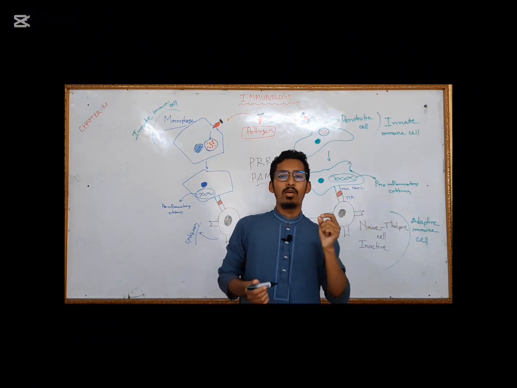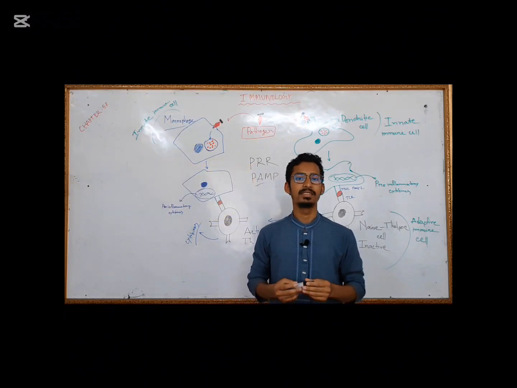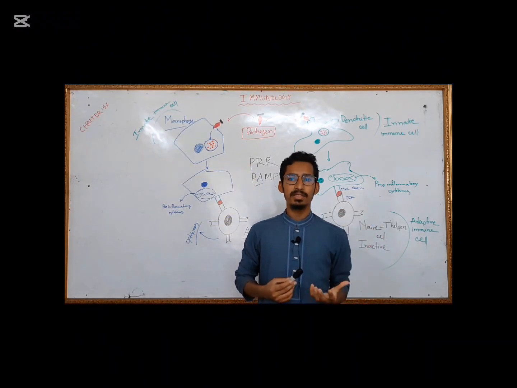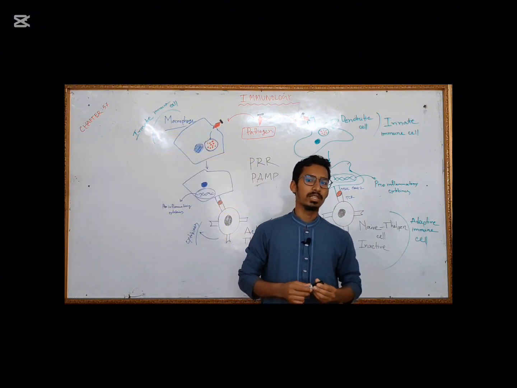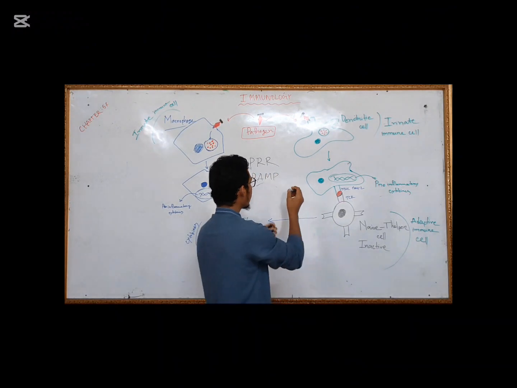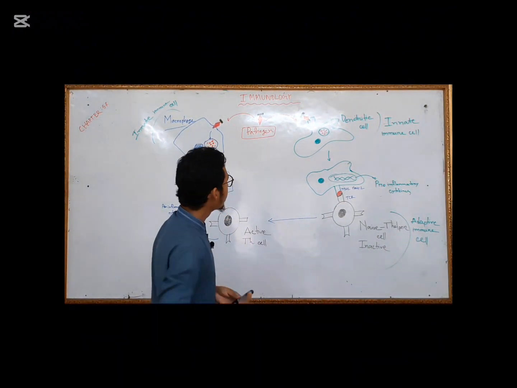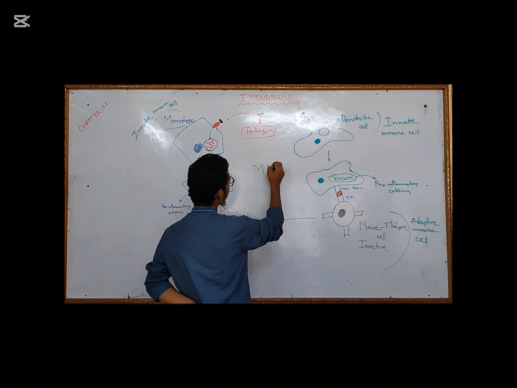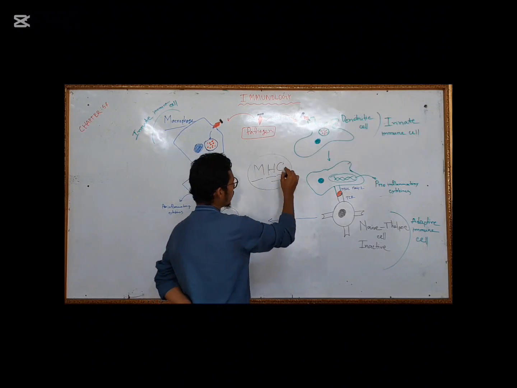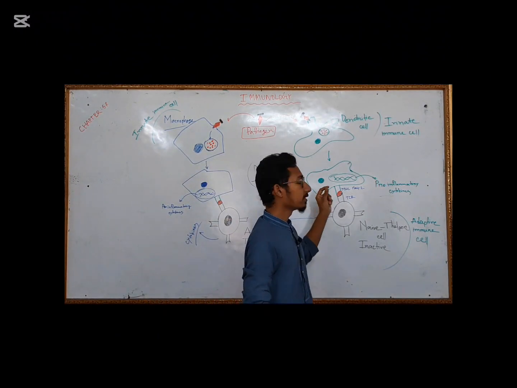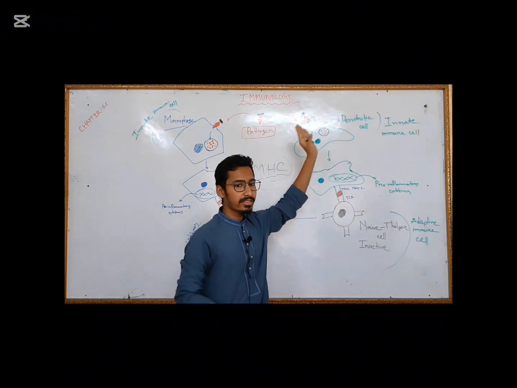We know all nucleated cells have MHC class I proteins, and all professional antigen presenting cells have MHC class II proteins. What is MHC? We have to know what MHC is. MHC means major histocompatibility complex. This protein displays and presents these short peptides on the cell surface of the dendritic cell and macrophage.